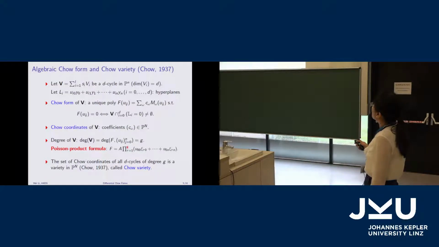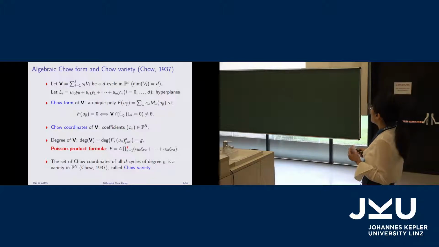And the Chow form of a D cycle is the product of the Chow forms of Vi with multiplicity Si. So once we define the algebraic Chow form for a D cycle, the Chow coordinates and the degree of the algebraic cycle could be defined in a similar way.